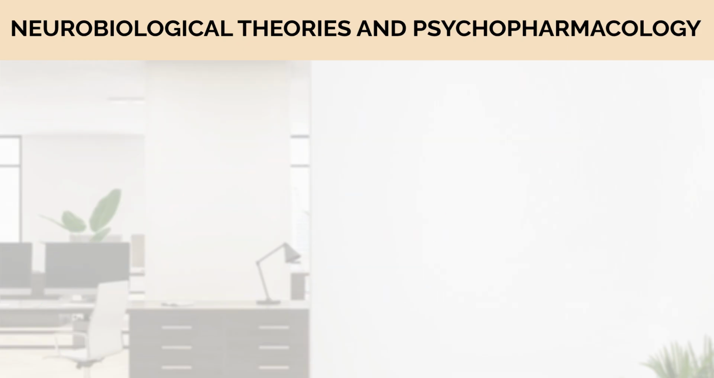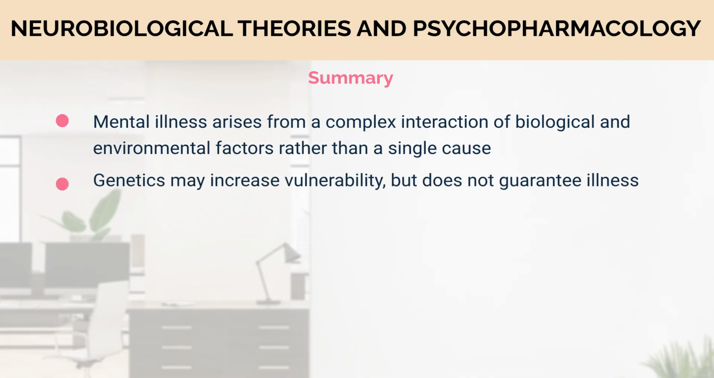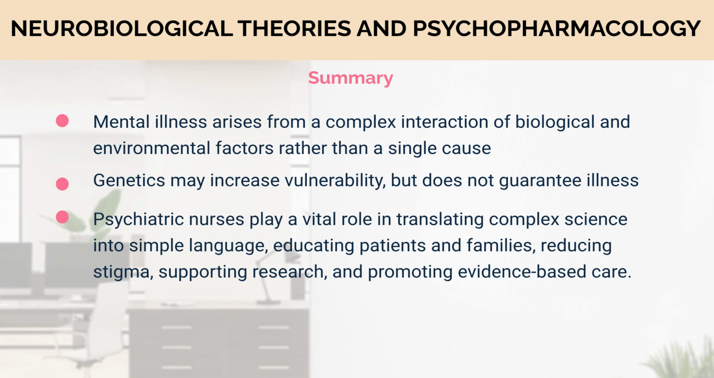Finally, we are done with the session. Let's now summarize what we have done in this lesson. 1. Mental illness arises from a complex interaction of biological and environmental factors rather than a single cause. 2. Genetics may increase vulnerability, but does not guarantee illness. 3. Psychiatric nurses play a vital role in translating complex science into simple language, educating patients and families, reducing stigma, supporting research, and promoting evidence-based care.